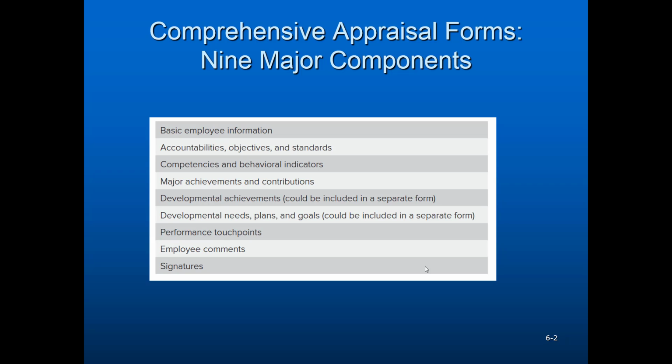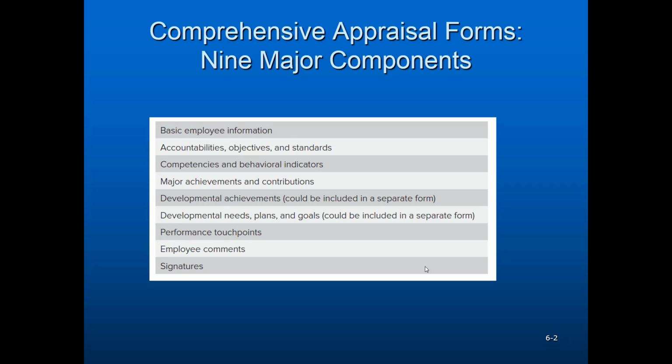The performance evaluation process is often linked with professional development, and so we may want to have something on developmental achievements, although sometimes this is included in a separate form or as a separate process. The results of performance review may lead to the identification of performance needs or the development of new specific development plans or goals. Again, this in some instances might be part of a separate form or process.